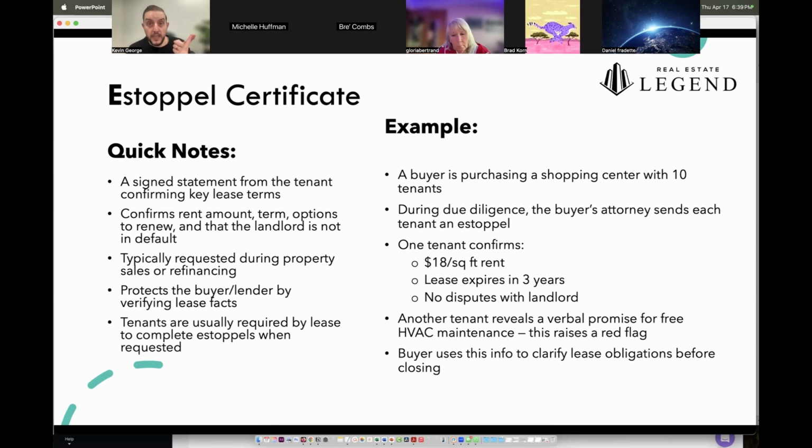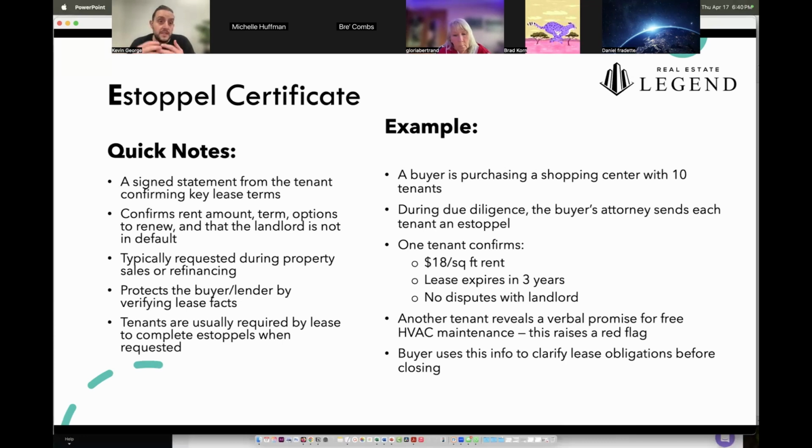This is exactly what you're paying. Confirm this. Confirm your options to renew. Confirm that you don't know of the landlord being in default. It's really just the tenants admitting to any issues, or they're saying we're good. Everything's good. There's no issues. Everything's fine. This way, I know I have the tenants on my side in a way.